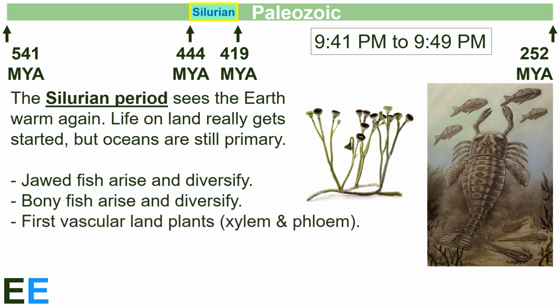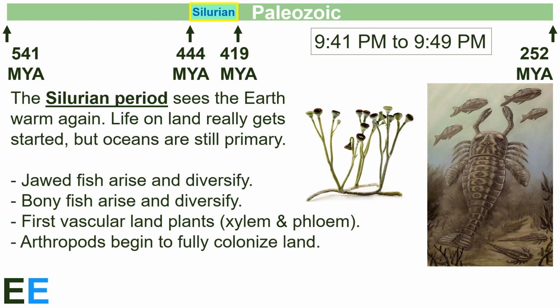On land, this is when we see the first vascular land plants. Vascular plants are the ones that have xylem and phloem, which allows water and nutrient transport inside a plant, like arteries and veins in animals. Having xylem and phloem means that plants can grow upwards and grow larger since they're no longer restricted to staying mostly in water. Arthropods begin to fully colonize land now.